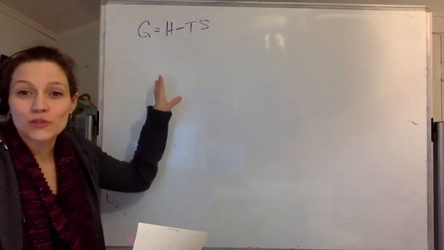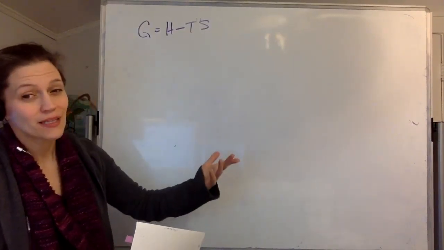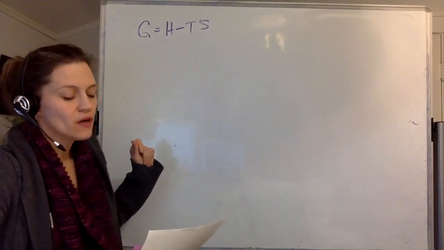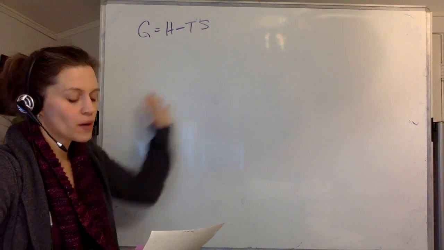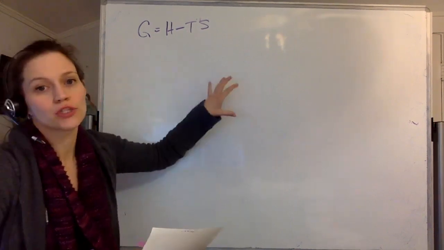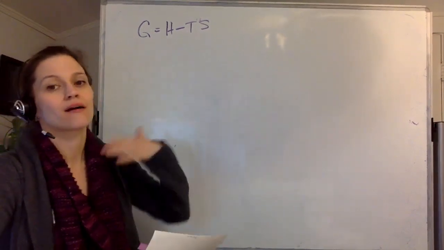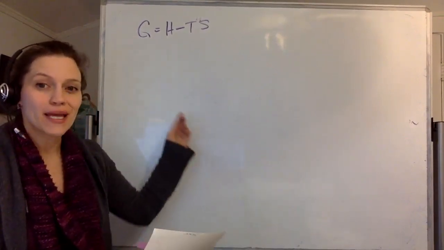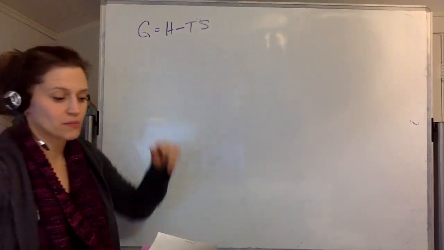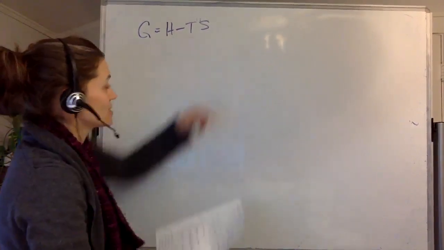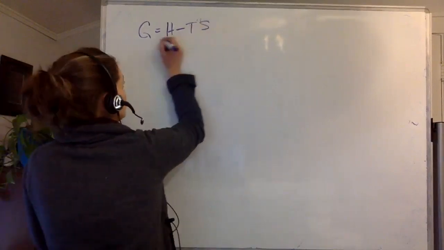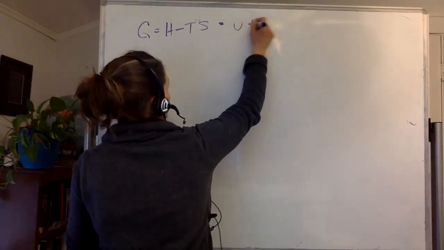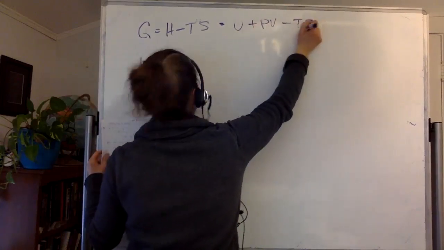Okay, now we're going to take a closer look at Gibbs. You can do the exact same thing that I'm about to do with Helmholtz, but we're going to play more with Gibbs than we will with Helmholtz. So what I'm about to do, you should be able to do after you see this. There are a couple homework problems that you're going to have to do this technique for, and it's really just exploring more of what the Gibbs has to offer. So let's break this down into what we know. G is equal to H minus TS. What is H? U plus PV minus TS.